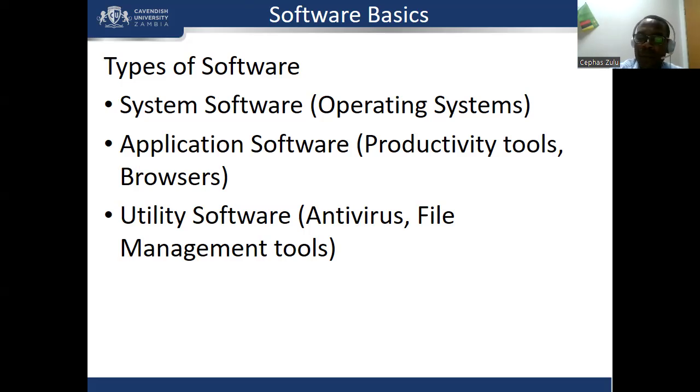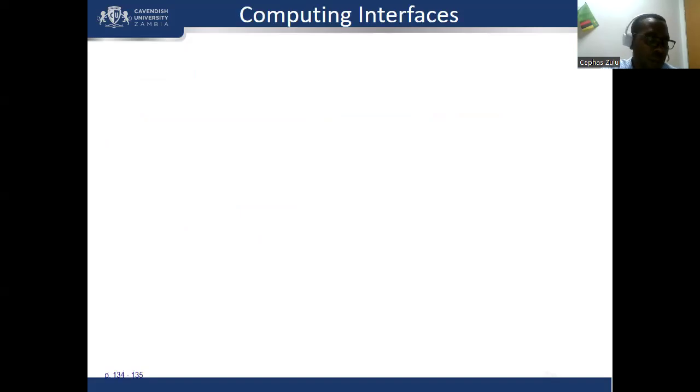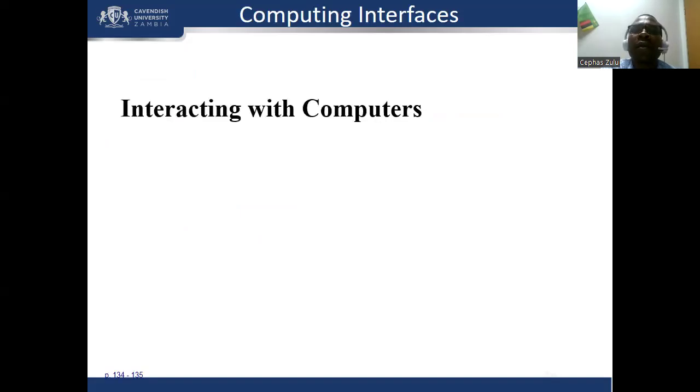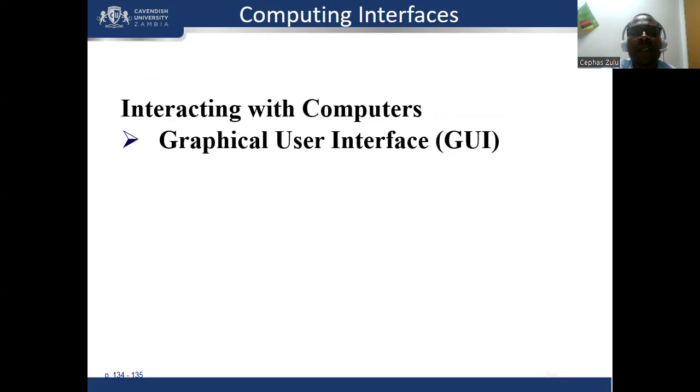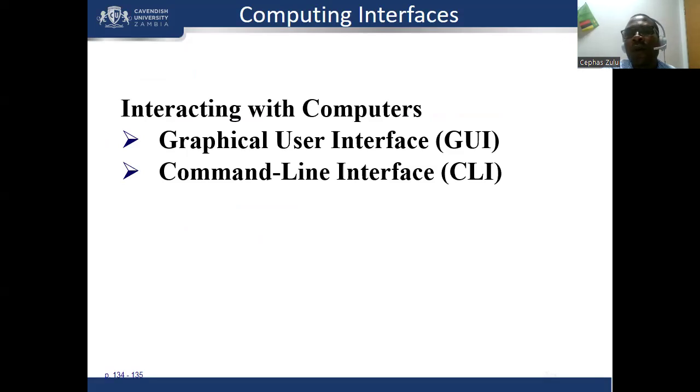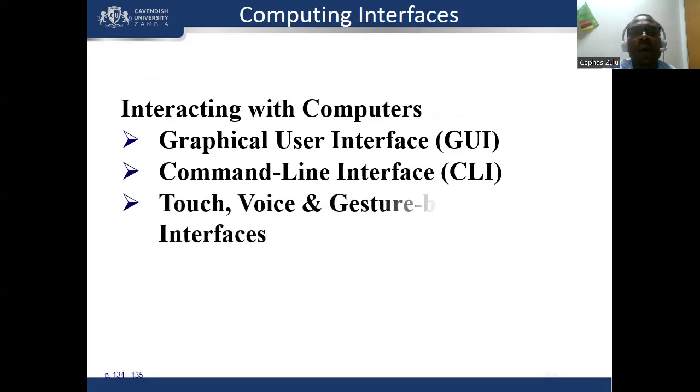Okay, now let's look at the computing interfaces. Computing interfaces are a range of software which allows the user to interact with the computer system. For example, there's the graphic user interface. It allows the user to interact with the graphics or the images that are displayed on the device. Then we have the command line interface.